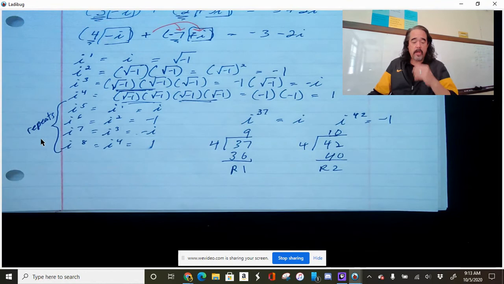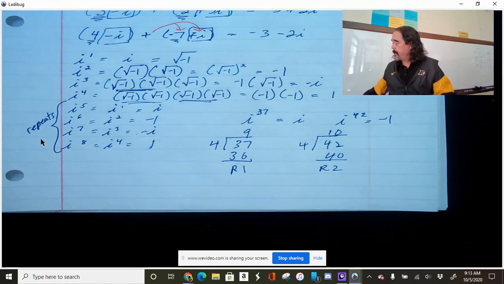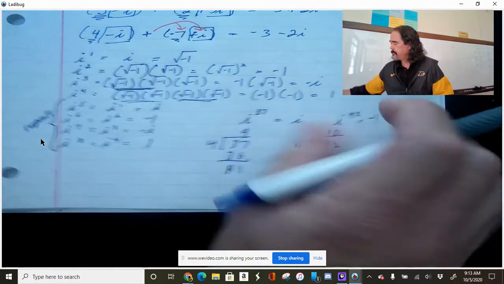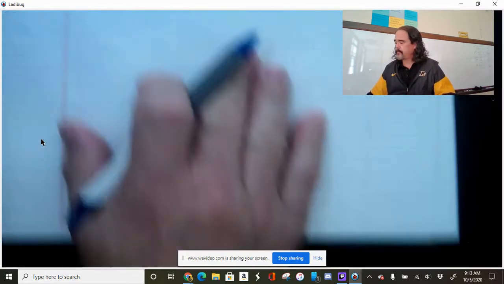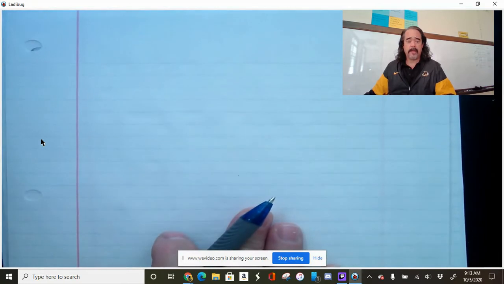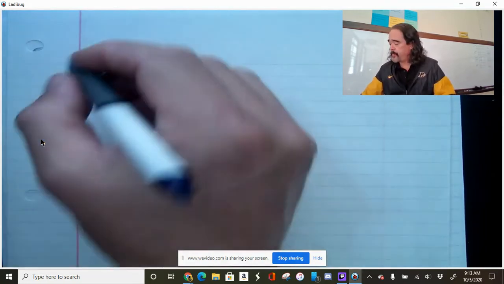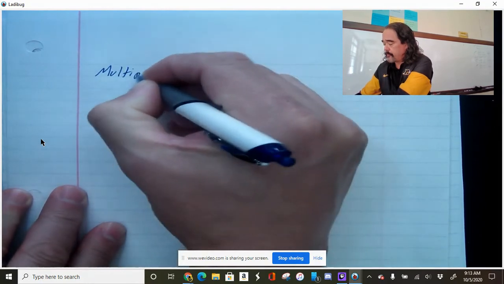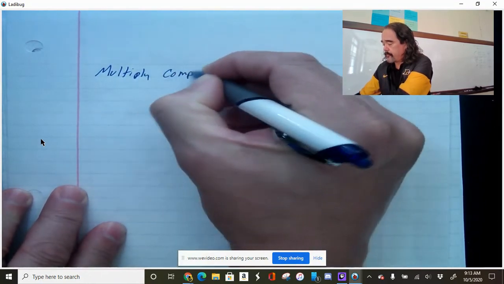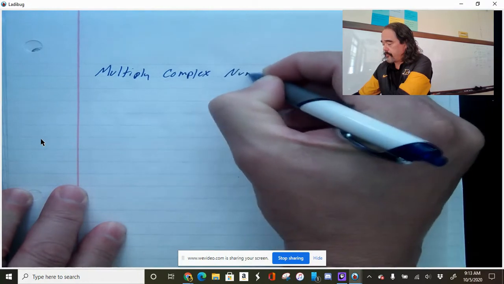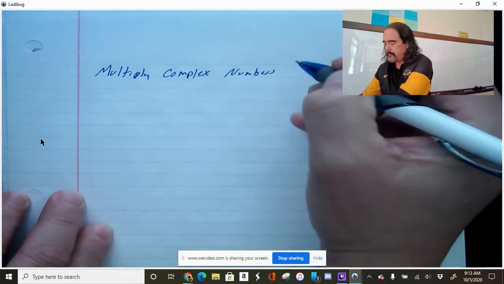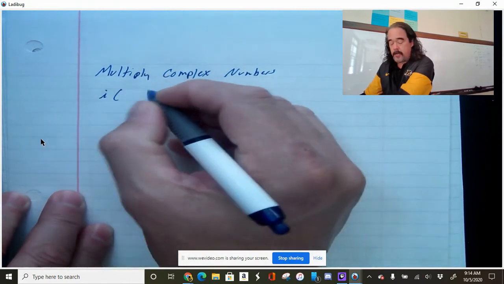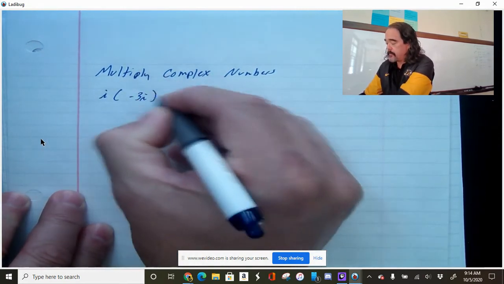Okay, so when you're multiplying complex numbers, you need to keep this in mind. And we'll probably end up talking about that a little bit more in class. So let's just do an example of multiplying complex numbers. Let's say I do i times -3i.